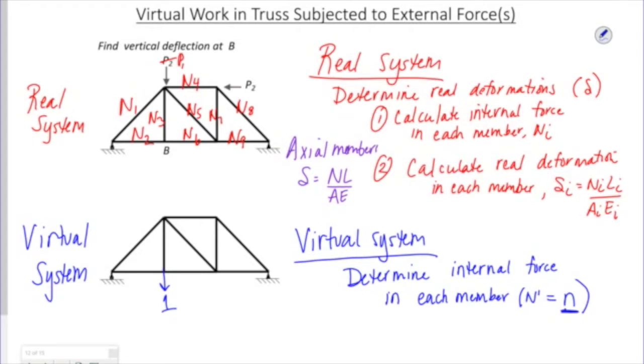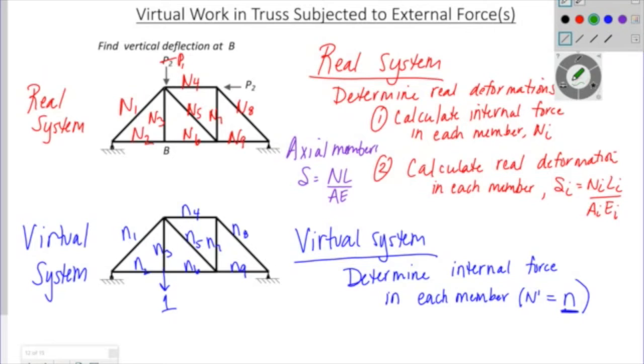We've got little n1, n2, n3, n4, n5, 6, 7, 8, 9. Now, it doesn't matter what you number things as long as you keep track that this is number 3 and this is number 3, or they'll probably have letters. You need to be consistent in that. It'll be easier when they're actually numbered or lettered.